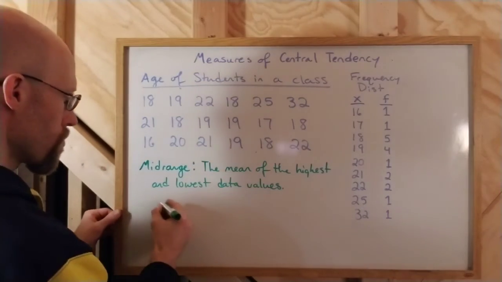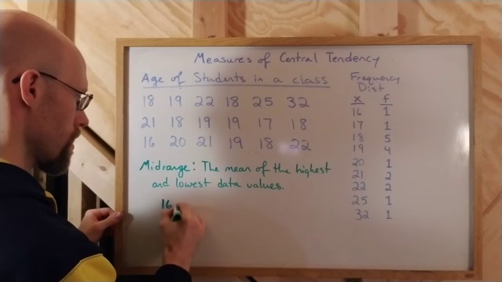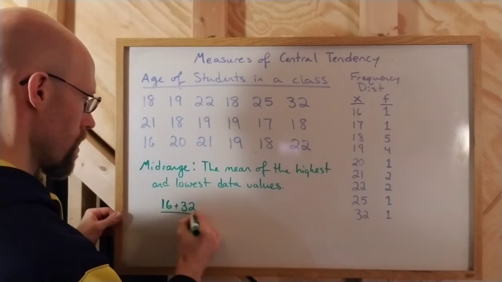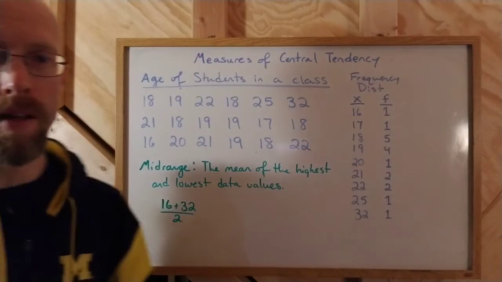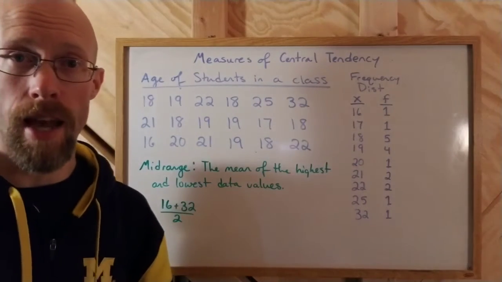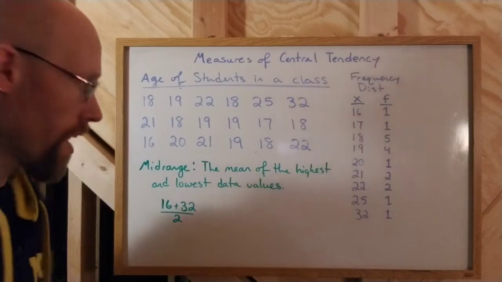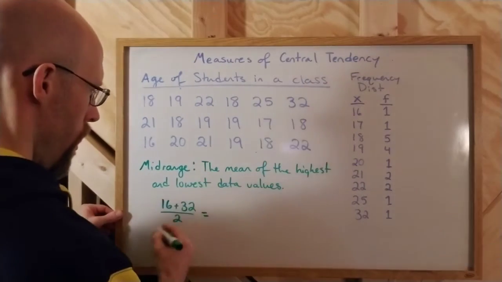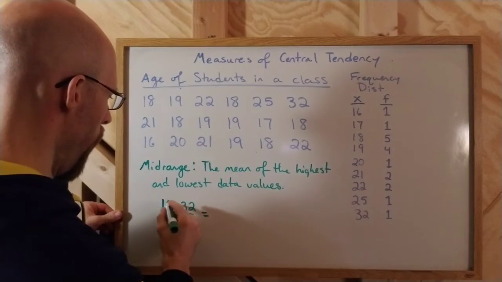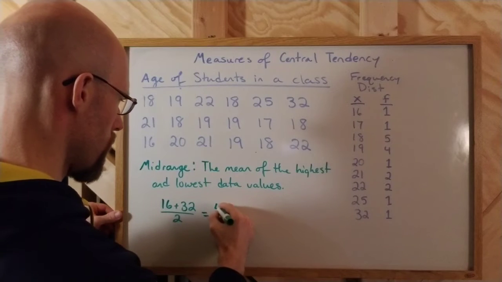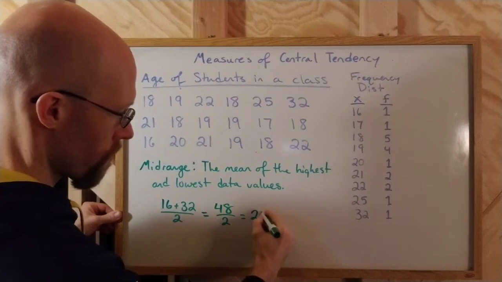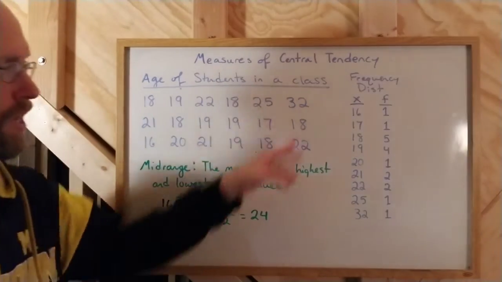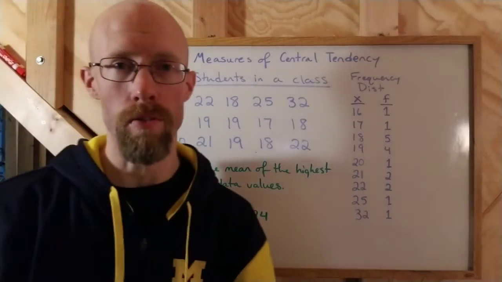So the mean of 16 and 32. So the mid-range in our case is to take 16 plus 32 and divide it by 2, right? Add them up, divide by the number of numbers there. That's the average or the mean of those two values. 16 and 32 makes 48? And 48 over 2 is 24. And so the mid-range of this set of data is 24.